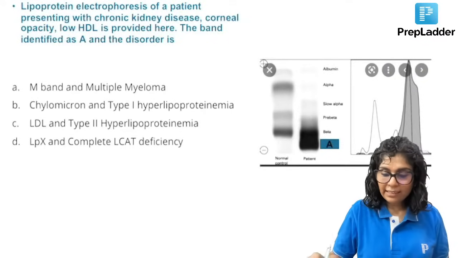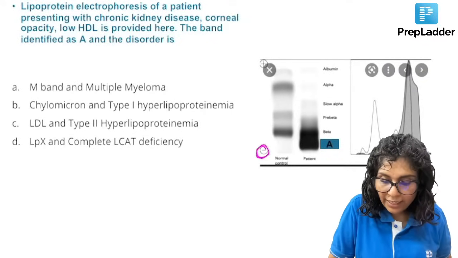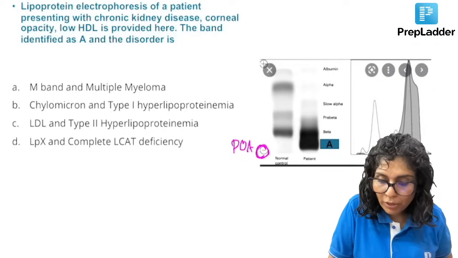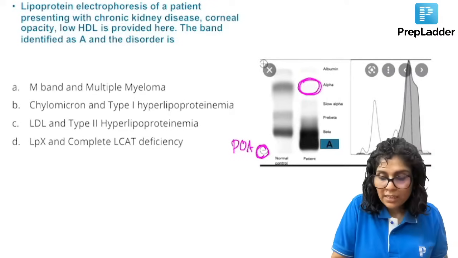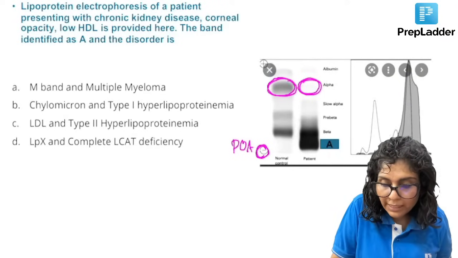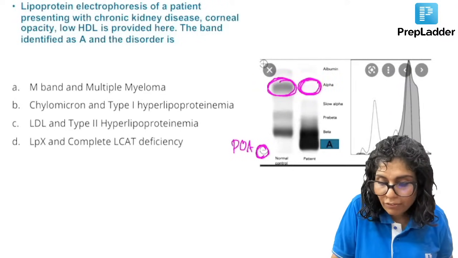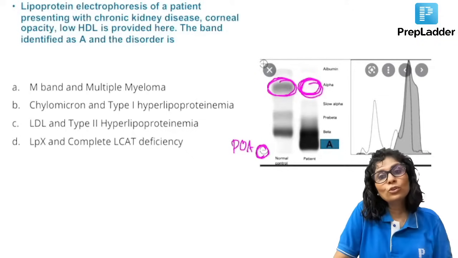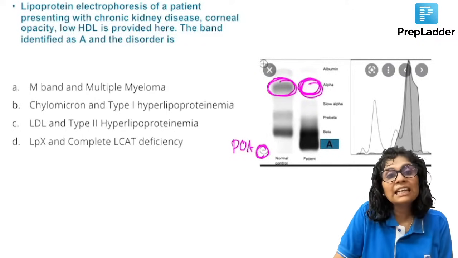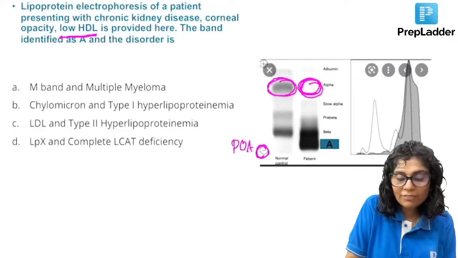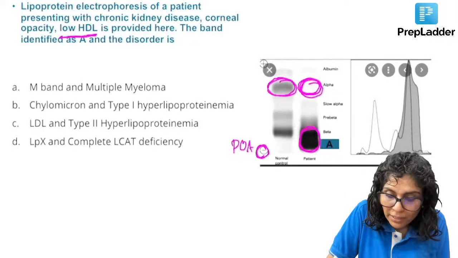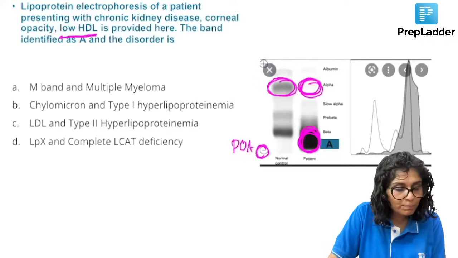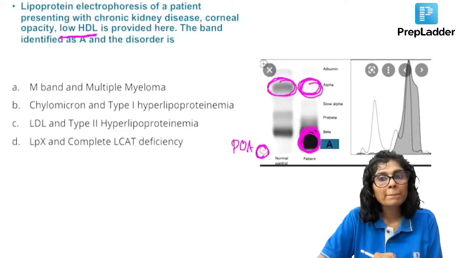So what is the right answer here? This is the negative electrode. This is the point of application. If this is the point of application, the band farthest from the point of application is the alpha band. This is the normal alpha band with HDL. Do you see that this alpha band is lighter? All of you say yes or no. In your patient, the alpha band is lighter, indicating that the HDL level is low. Apart from this, you see a band at the point of application, that is lipoprotein X because of LCAT deficiency. Okay.